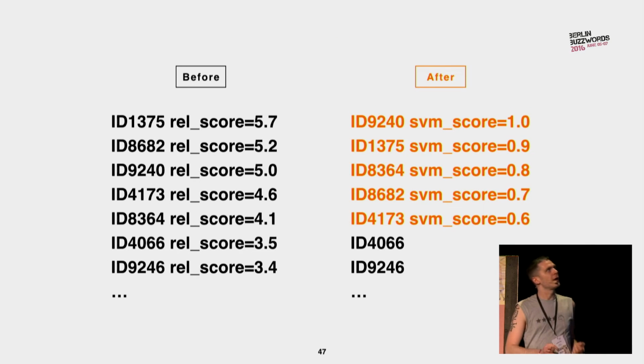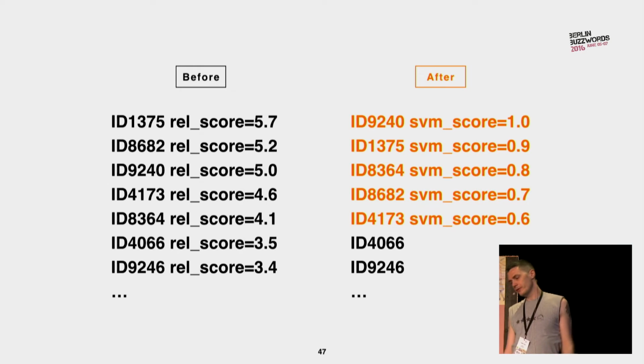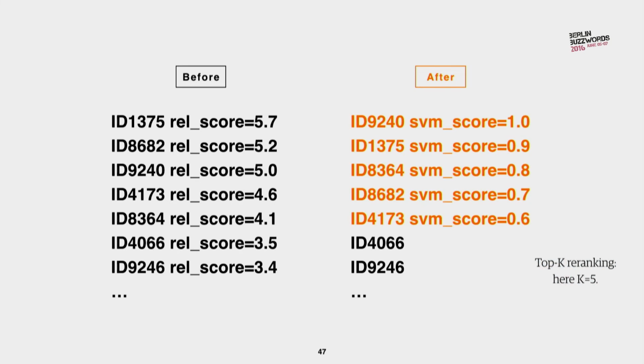So here's an example of how that works when K equals 5. The initial ranking on the left is based on the Lucene relevance score for each item. And then you calculate the SVM ranking score for the top 5 hits using that weighted sum against the machine learned model. And then you re-rank those by that score, and the ordering of any items from position 6 and below is unaffected. You just use the original ranking for those.